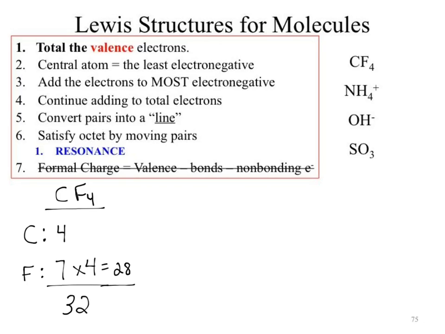Okay? Our central atom needs to be the least electronegative. Which atom is least electronegative, carbon or fluorine? Carbon. Right? Because fluorine is the most, so it clearly can't be that one. So carbon needs to be my center atom.